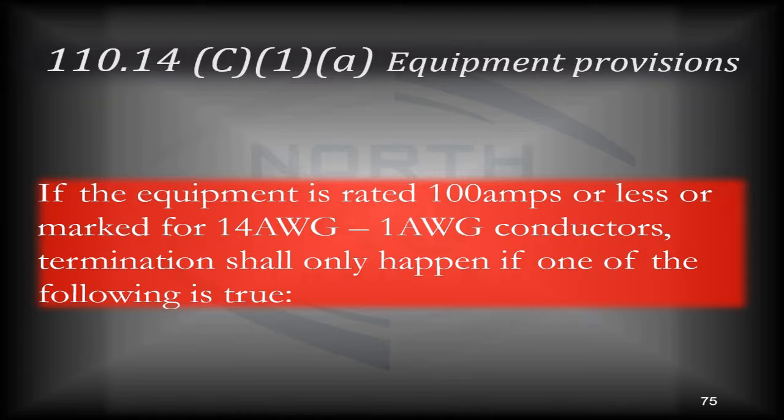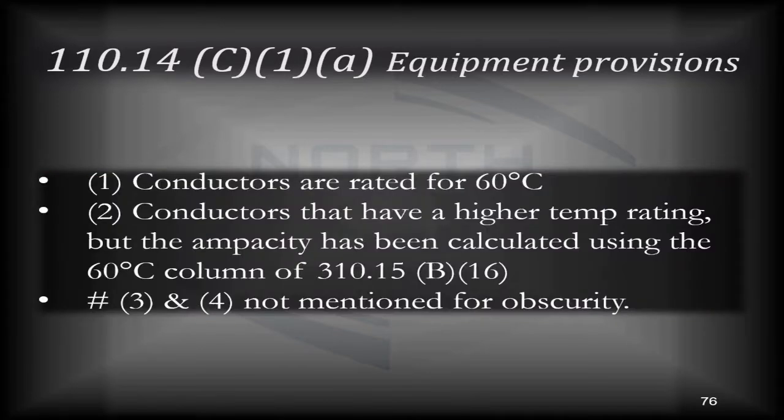110.14(C)(1)(a) equipment provisions. If the equipment is rated 100 amps or less, or marked for 14 gauge through 1 gauge conductors, termination shall only happen if one of the following is true. 1. The conductors are rated for 60 degrees. 2. The conductors have a higher temperature rating, but the ampacity has been calculated using the 60 degrees Celsius column of 310.15(B)(16).